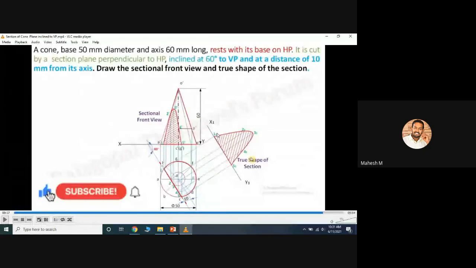In our current problem, we have not discussed about this particular distance, and also there is no mention about this angle. The only condition is that the true shape will look like a parabola and the bottom base is having a distance of 35 mm.